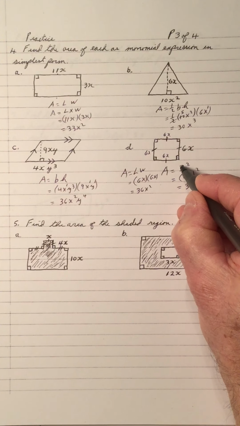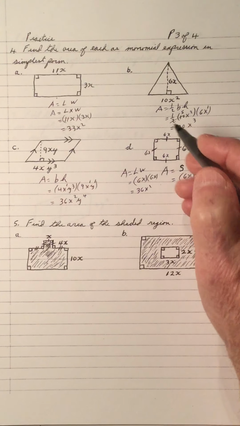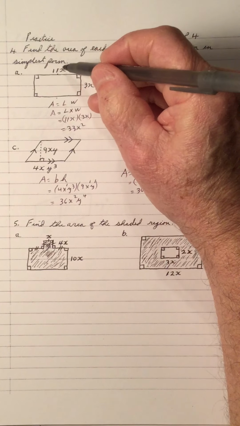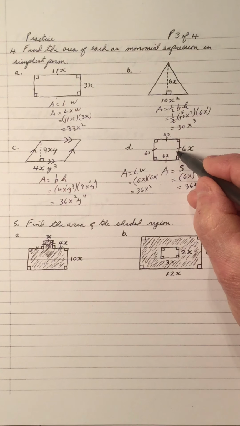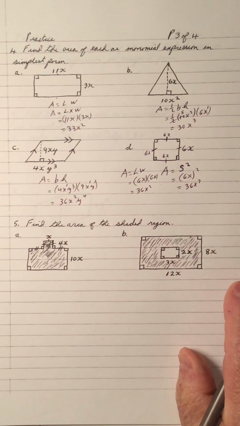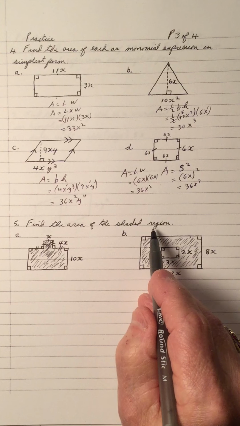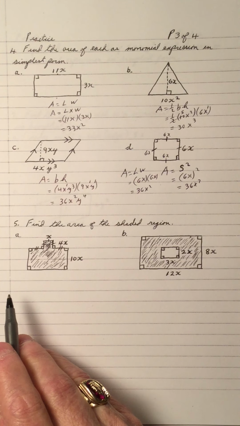Or you can write down the true formula most people use, s squared instead of length times width, because these are not the same. Here, all the sides are the same, so we just say s squared. That's it. And number 5, find the area of the shaded regions. Shaded, that means we have to add or subtract.